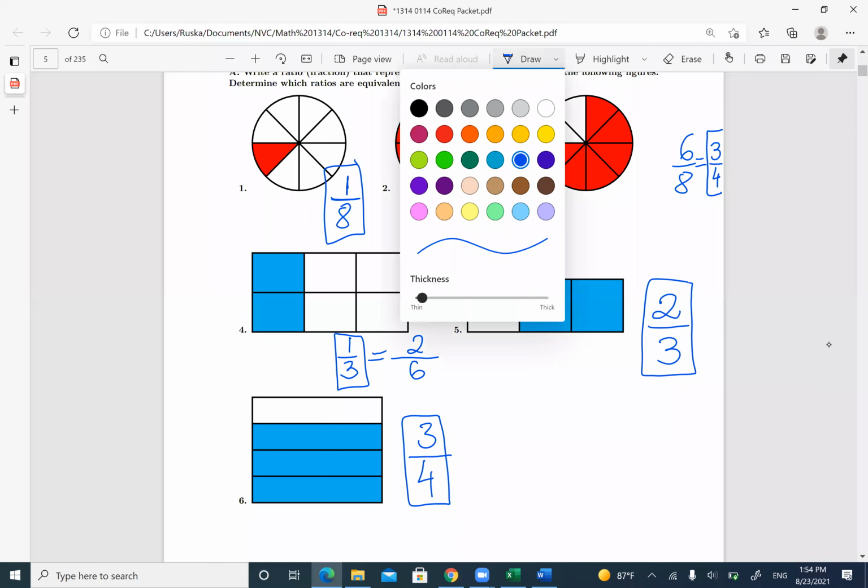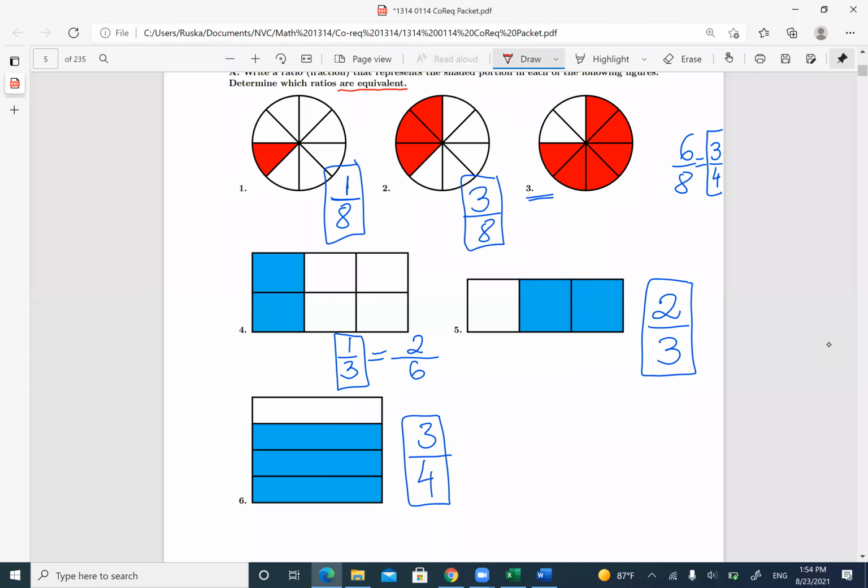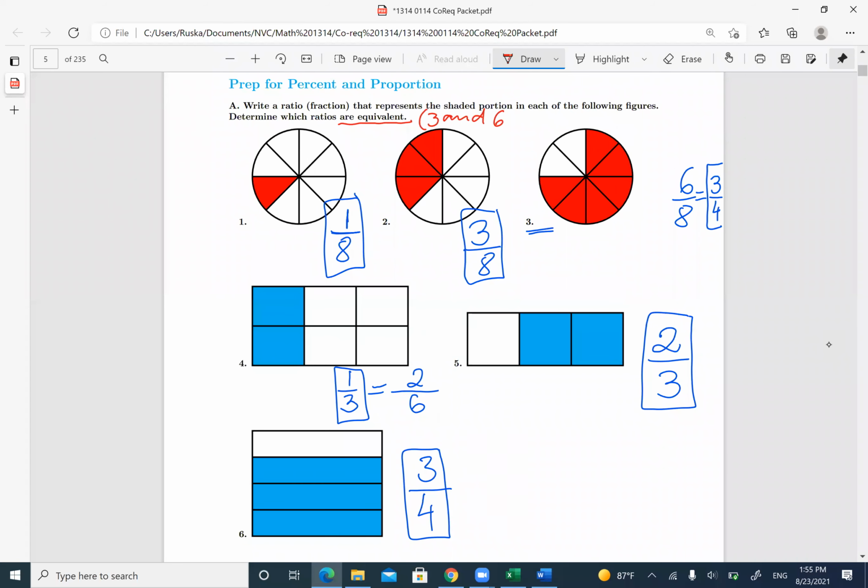So number 3 and number 6 are equivalent. Technically it doesn't matter if you have circles or rectangles, the proportion, the part out of the whole, is the same fraction. Make sense? Any questions so far? Okay, so we're going to the next one.